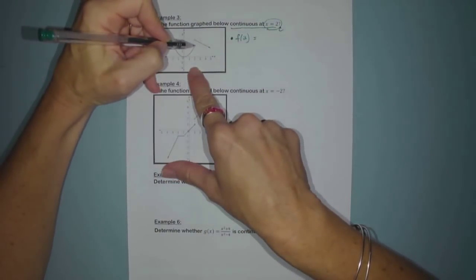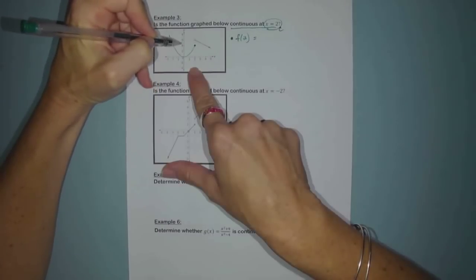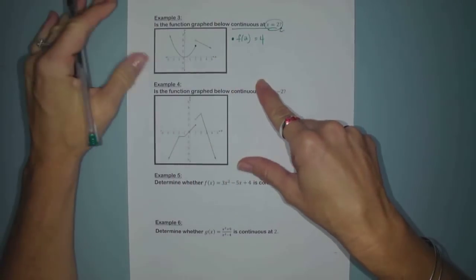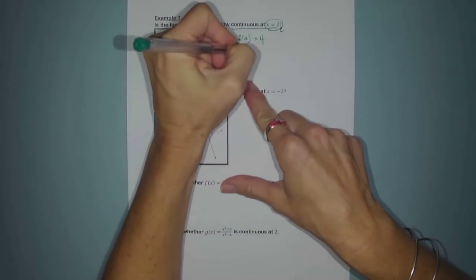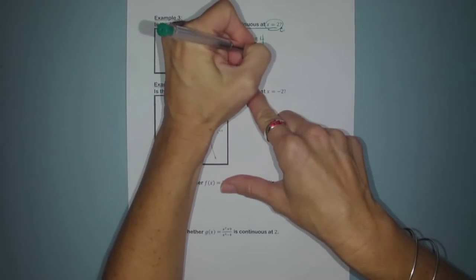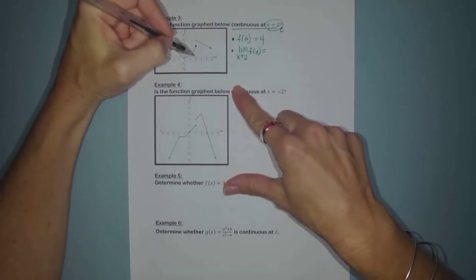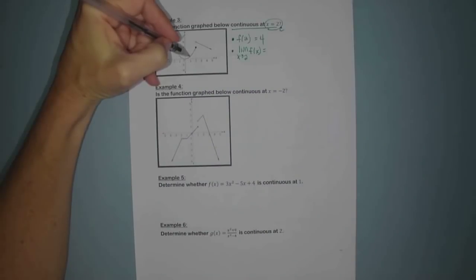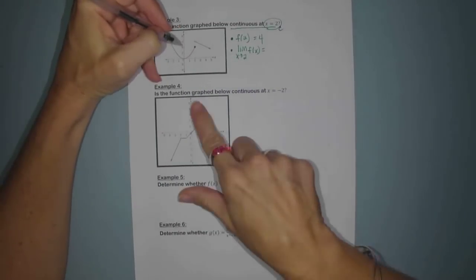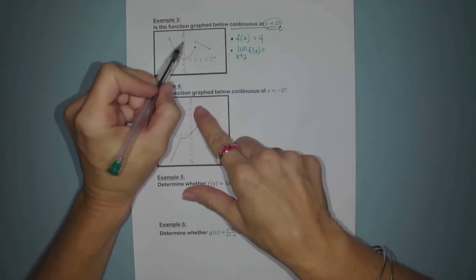Where are we filled in? Right here. Y is 4. So when x is 2, y is 4. Step 2 is the limit as x approaches 2 of f of x. And the limit as x approaches 2, well, from the left, we're going to 4. From the right, we're headed to 6.